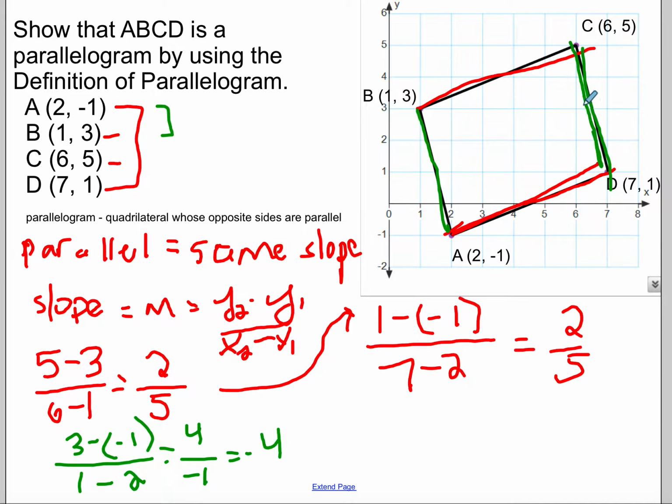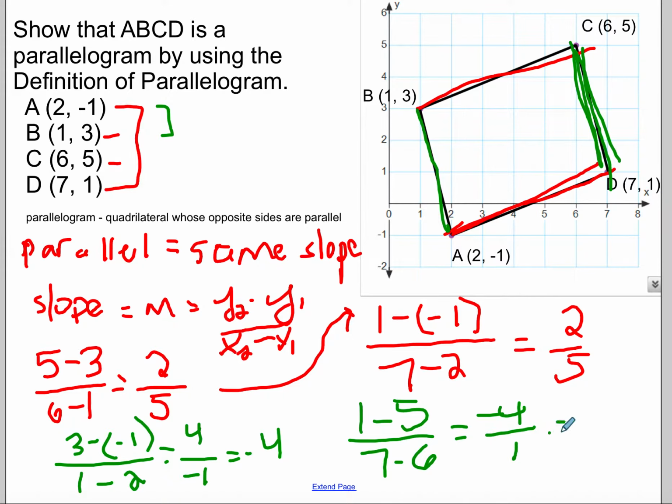So if this is a parallelogram, then this line will have the same slope. Its slope should be negative 4. So y2, which is 1, minus y1, which is 5, over x2, which is 7, minus x1, which is 6. 7 minus 6 is clearly 1, and 1 minus 5 is negative 4, so it has a slope of negative 4. So in an xy plane, if we want to prove that a quadrilateral is a parallelogram, we need to see if the opposite sides are parallel, and thus we need to figure out if they have the same slope.